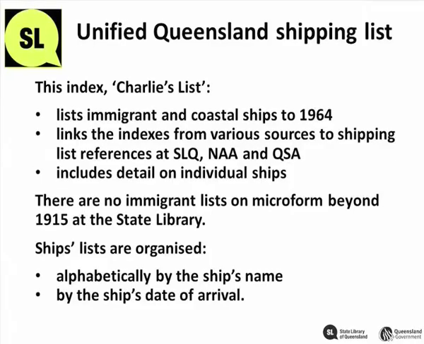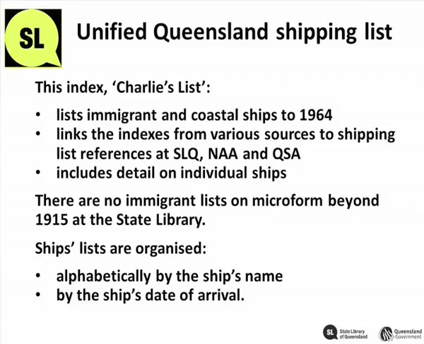Now, from our point of view, we're interested in all shipping lists. And one of the biggest challenges for us is to bring those lists together in a way that is intelligible for the public. One of our volunteers is trying to do that. He wants to bring all the immigrant and coastal vessels to 1964 together so that if we can find a list, we know who holds it.